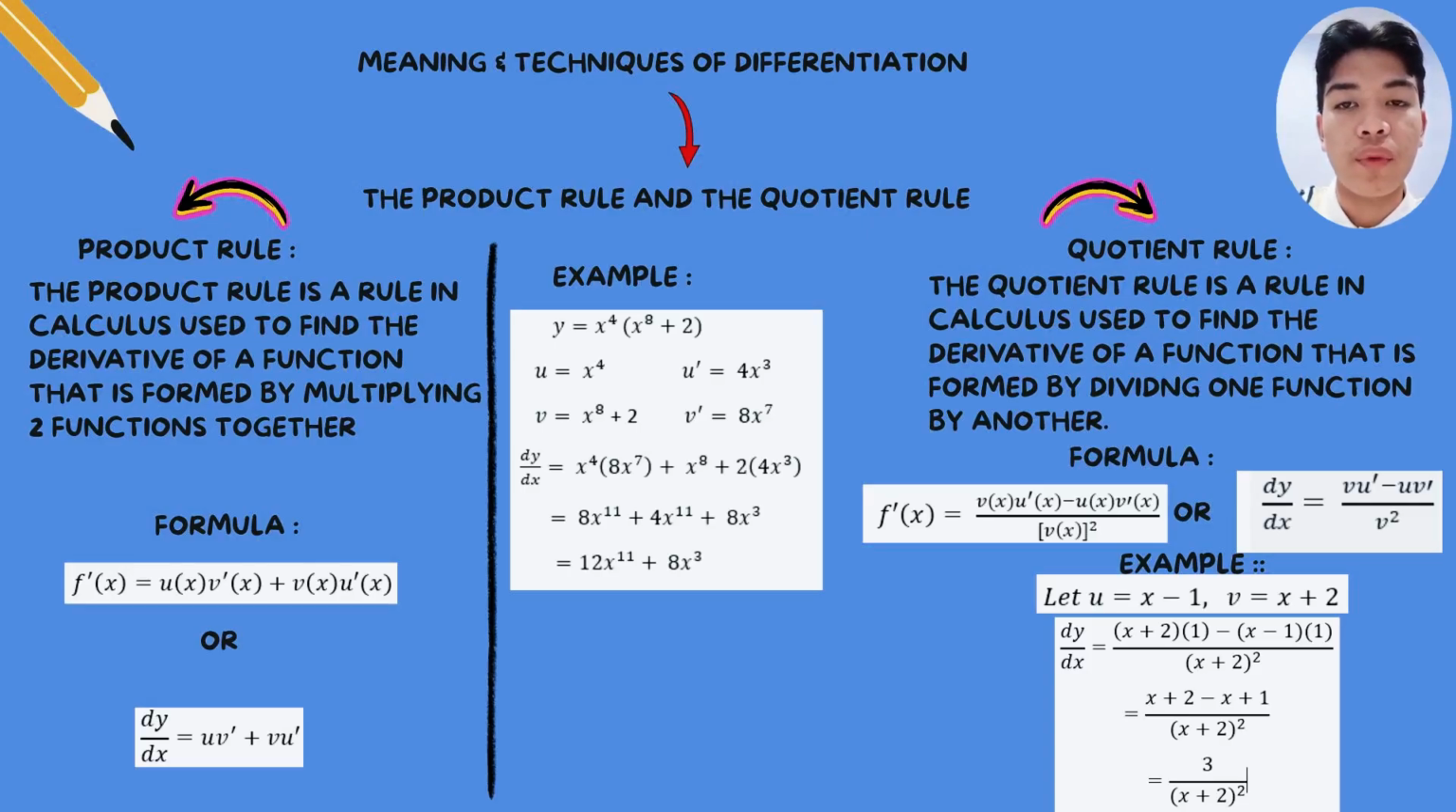Well, the formula is y'(x) equal to u(x) v'(x) plus v(x) u'(x), or dy over dx equal to u v prime plus v u prime. I will explain to you about the quotient rule.